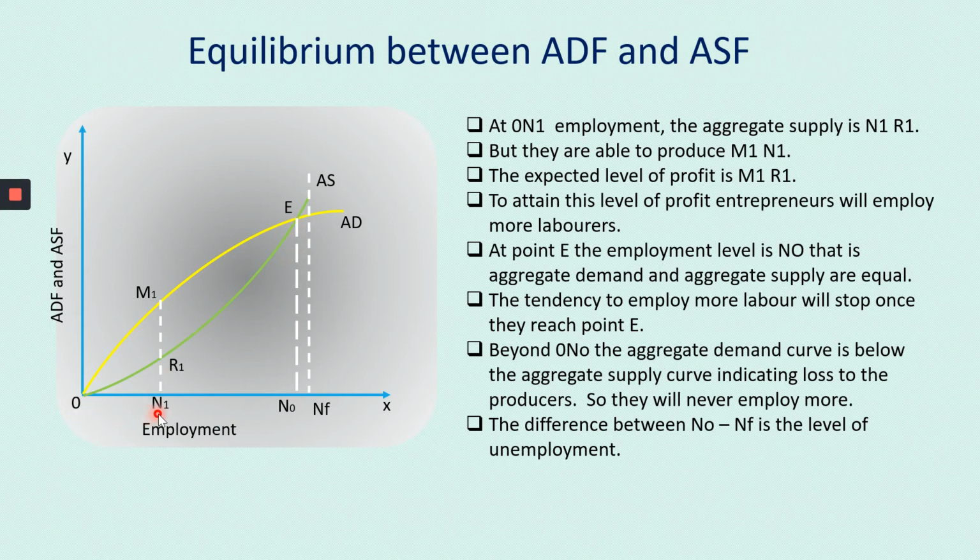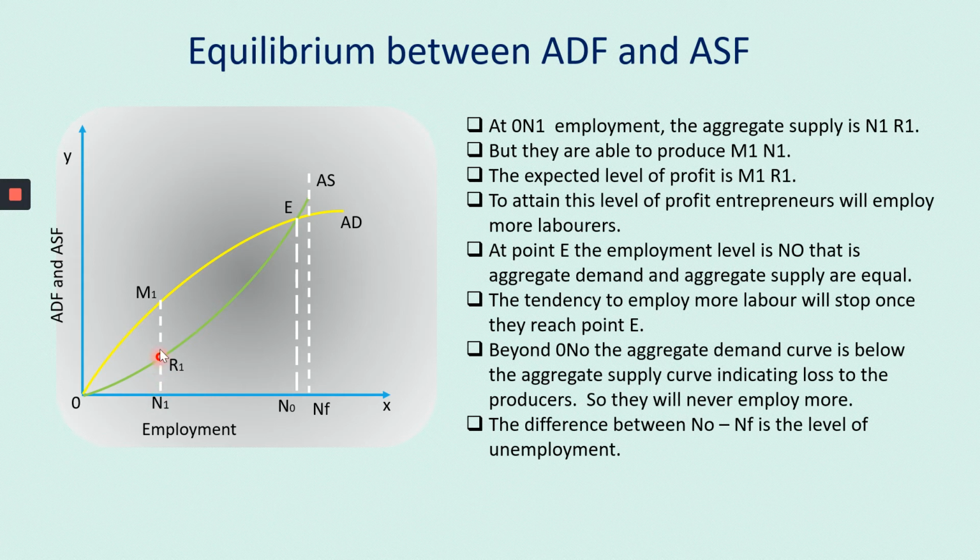Now come to ON1. Here you have to see two things, the green color curve and the yellow color curve. At ON1 level of employment, I repeat, at ON1 level of employment, the aggregate demand is N1R1 and the aggregate supply is N1M1. Shall I repeat it again? At ON1 level of employment, N1R1 is the aggregate demand. What do you mean by aggregate? Aggregate means total, the total demand.